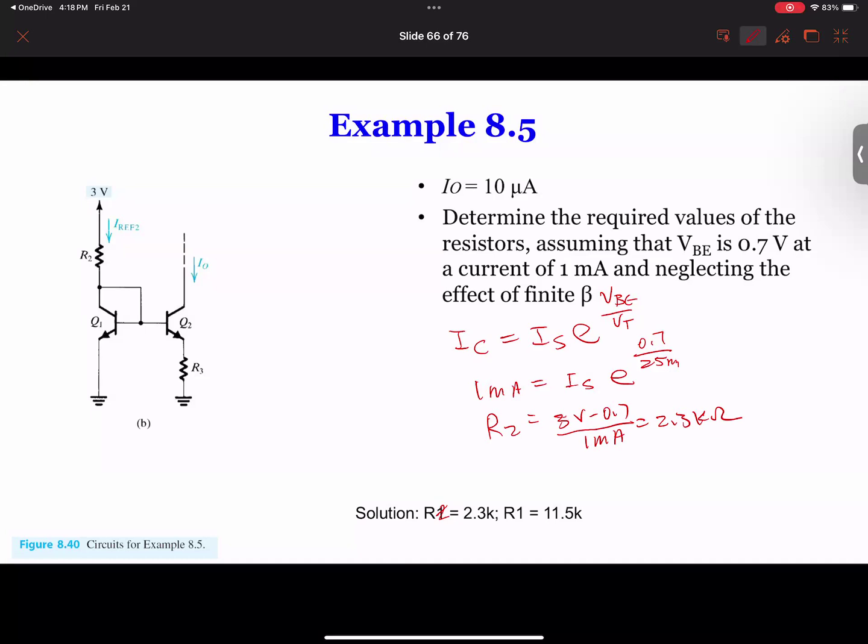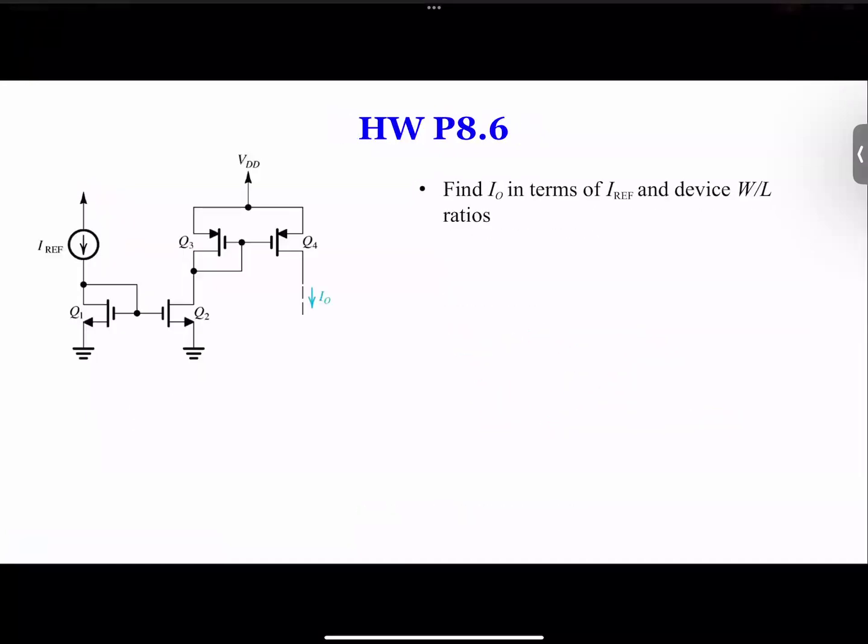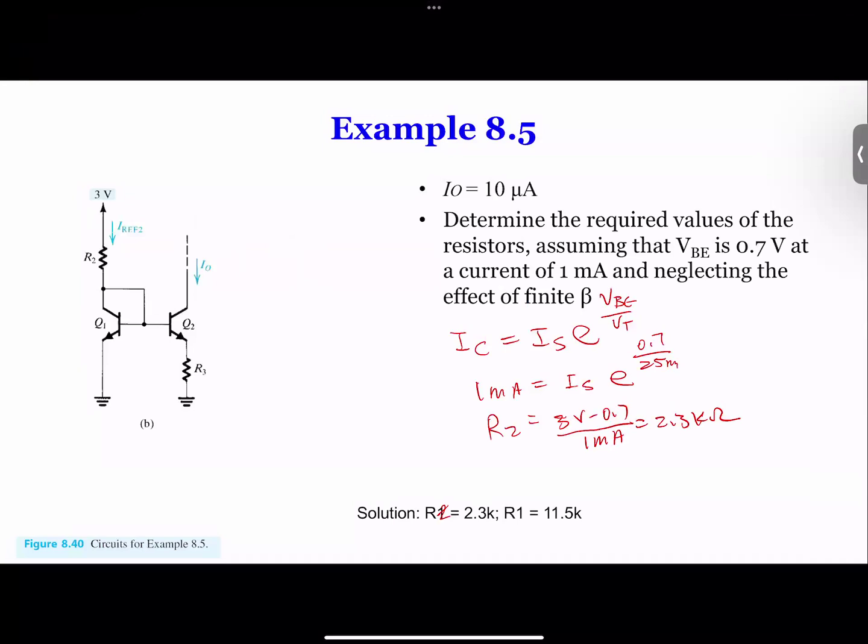So I found R2. So next step is I need to find R3. To find R3, we need to find out what VB is, so that we can find the current. Or if we know the current, we can find the VB, and then we can find the voltage over here, and we use this voltage divided by the current, we get the resistance.